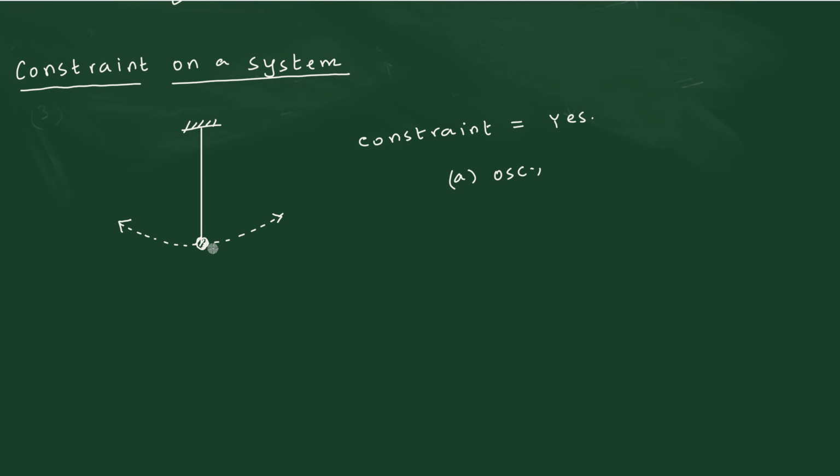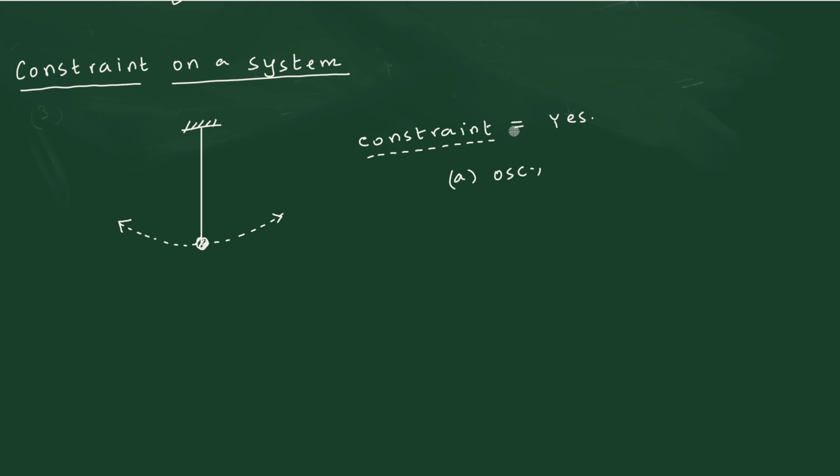The word oscillation is fine, but what do we mean by that? When this particular bob is moving, is it moving in three dimensions, or in two dimensions or one dimension? That is what we are very particular about. That will tell you whether the constraint is there or not.